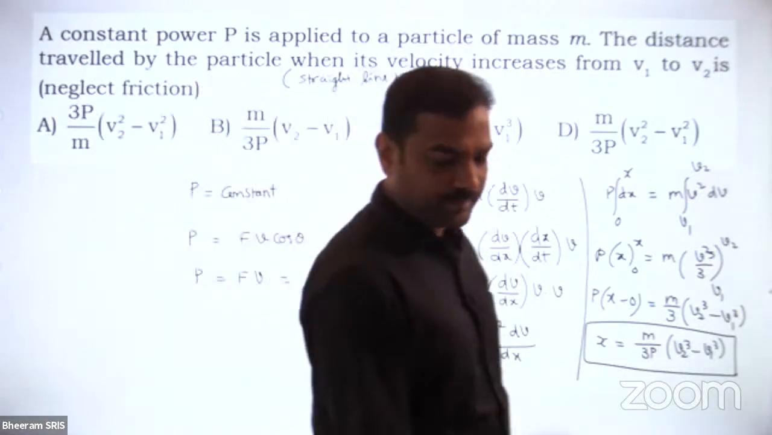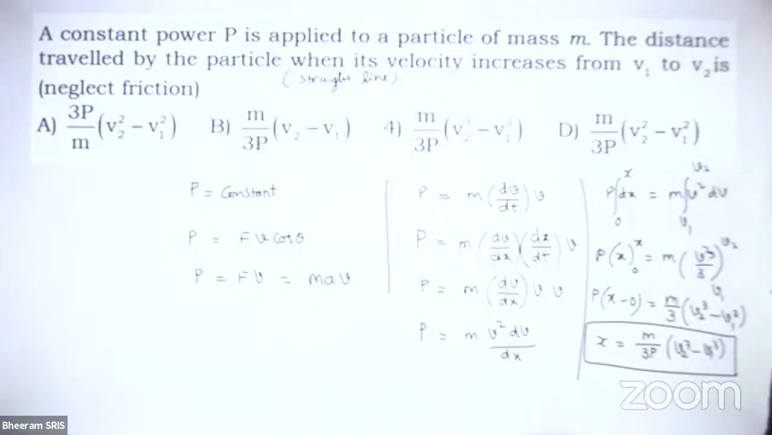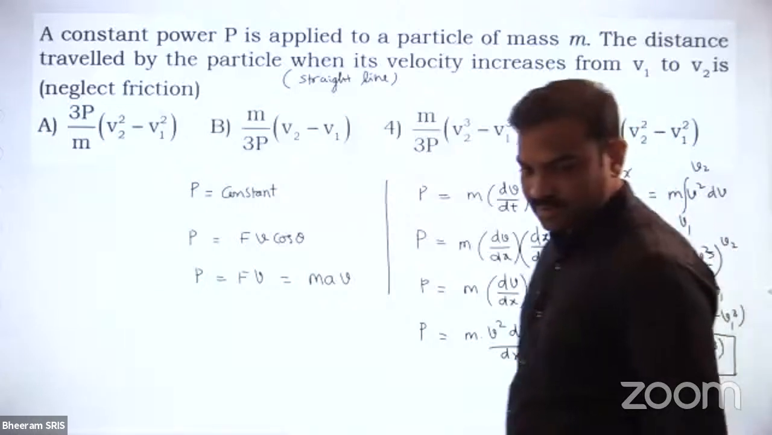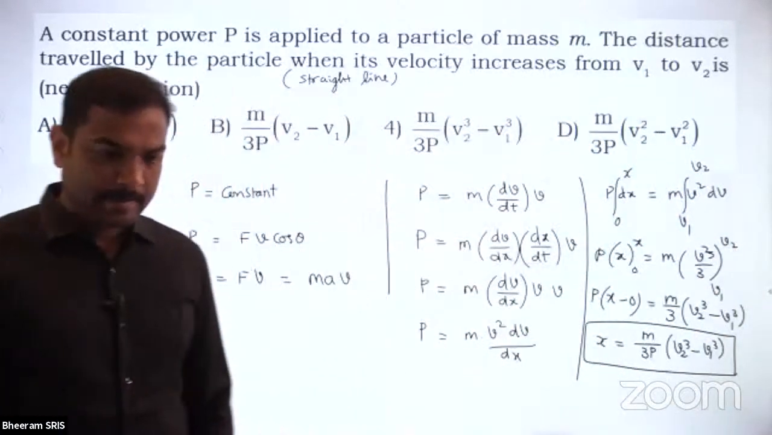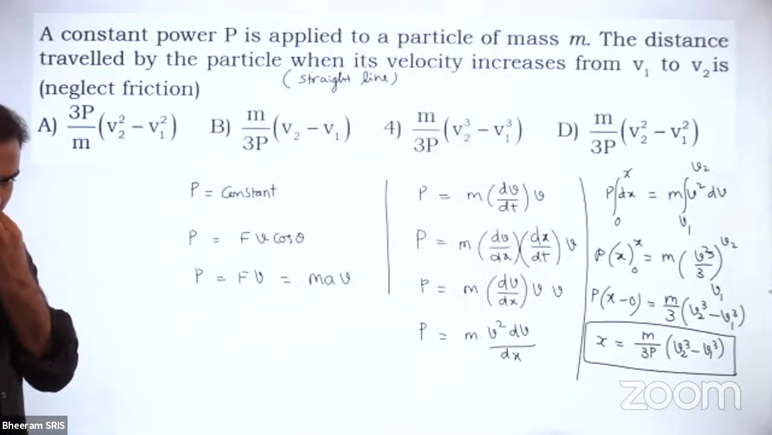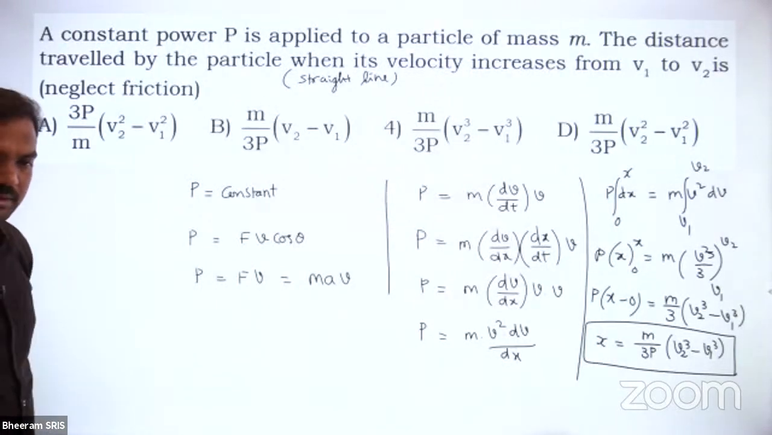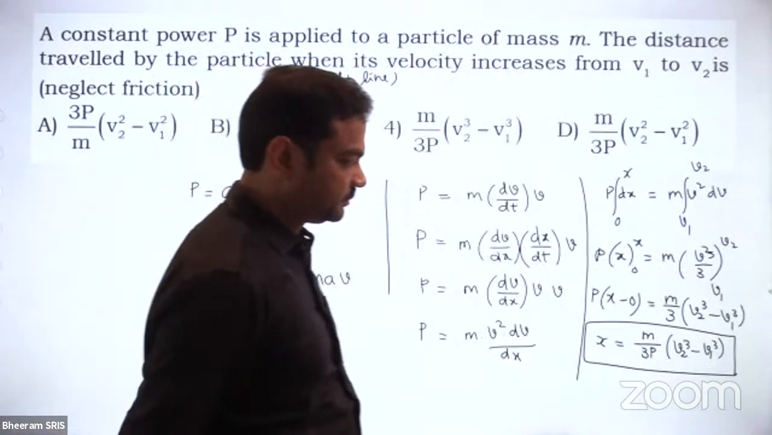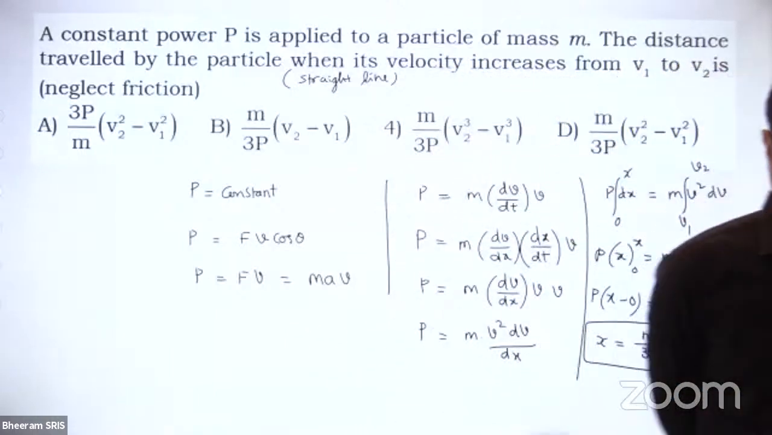Okay. So this is the easiest way. When power is constant, you can go with force, acceleration, again velocity, displacement, a lot of things are there. But velocity keeps on changing, that you need to understand. Okay, finished?